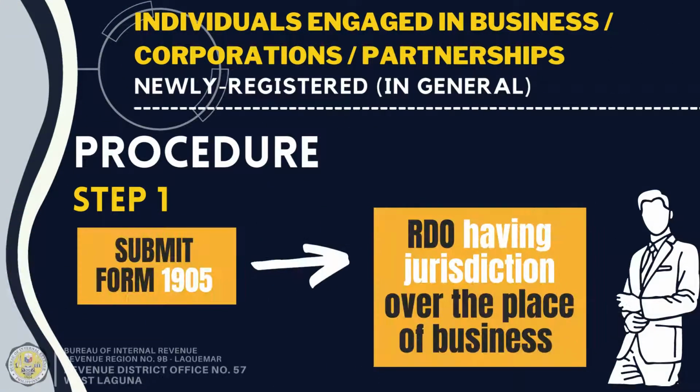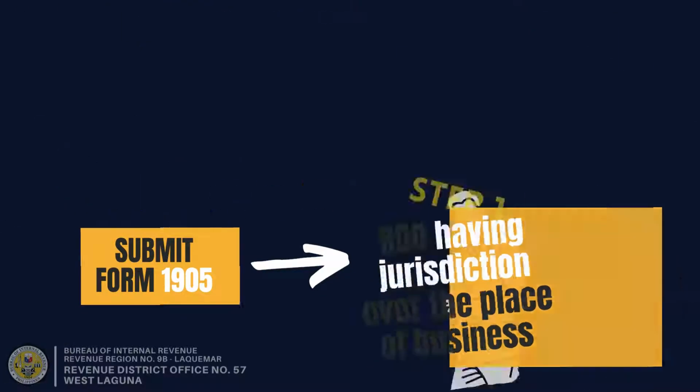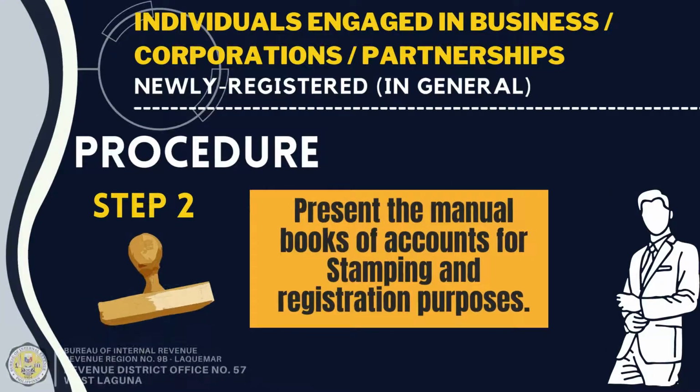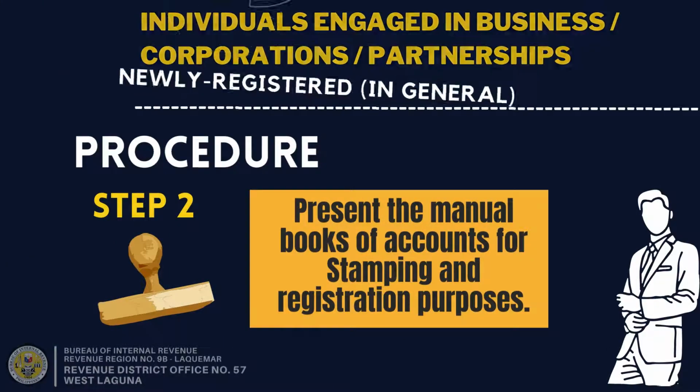Continuing with the procedures of the application. Step 1. Duly accomplished BIR Form 1905 should be submitted in the RDO having jurisdiction over the place of business, either branch or head office. Last step is to present the manual books of accounts for stamping and registration purposes.